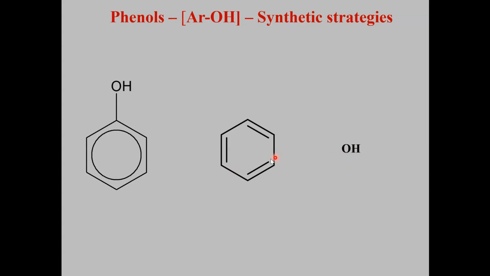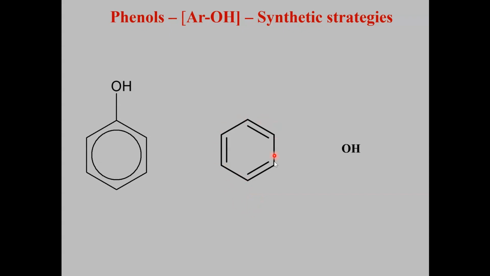For attaching OH to the phenyl group, what strategy should I follow? I should either make oxygen electron deficient so that the electron rich benzene reacts with the electron deficient oxygen, or another strategy is to make the carbon in the phenyl group electron deficient so that OH minus can act as a nucleophile and react with benzene. Two strategies can be adopted.